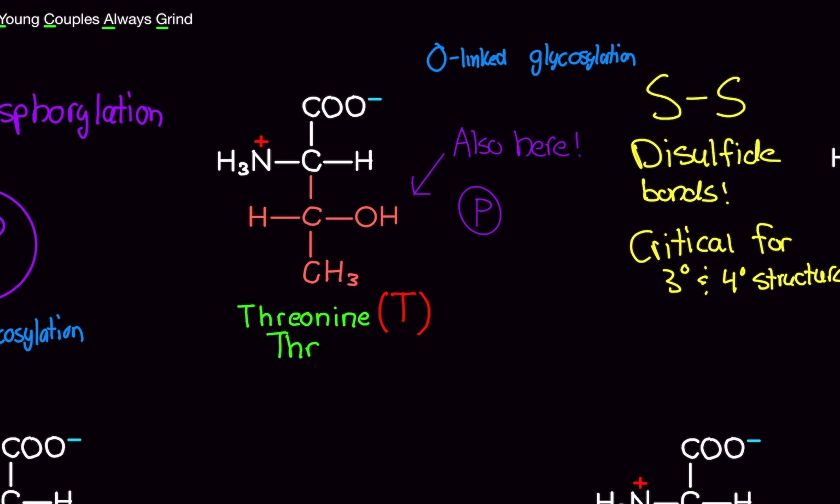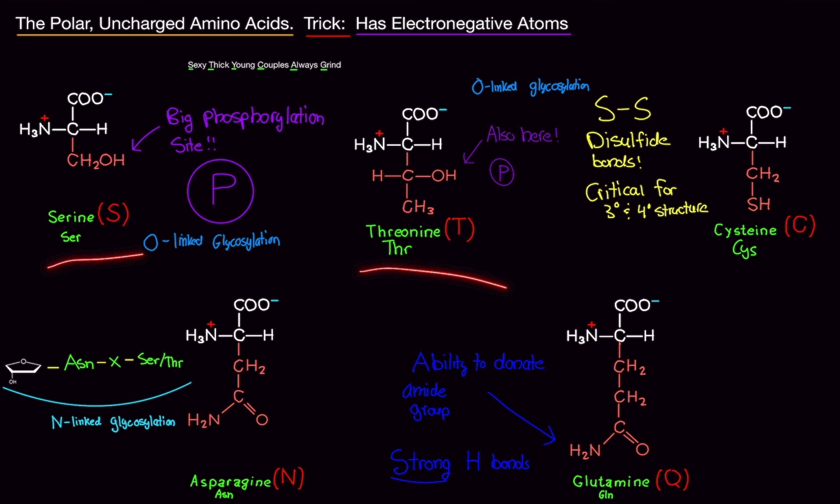There's also threonine. Threonine also does O-linked or oxygen-linked glycosylation. Also, phosphorylation sites. So they're basically the same. Serine and threonine are very alike. They look different, but very alike.